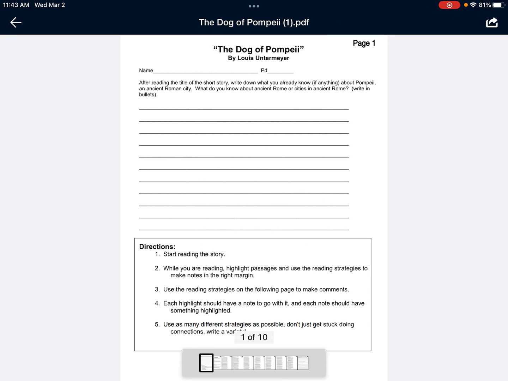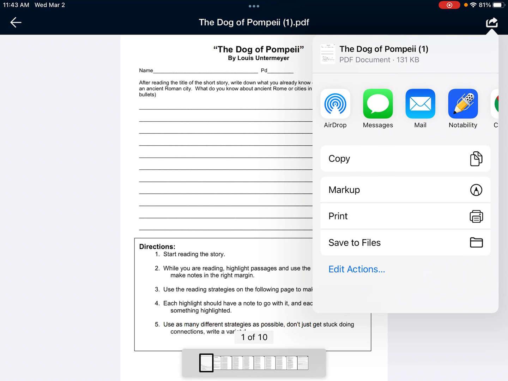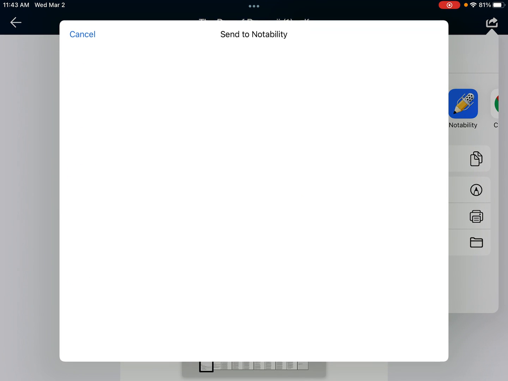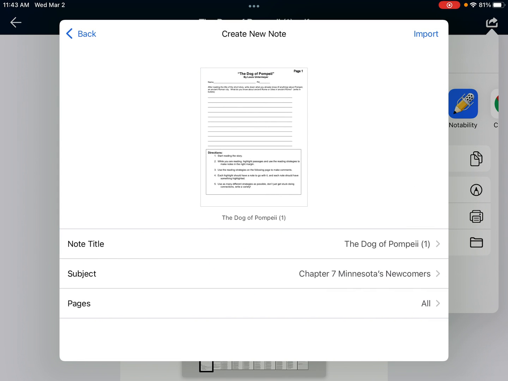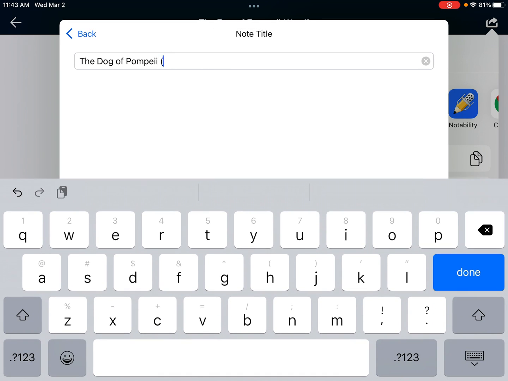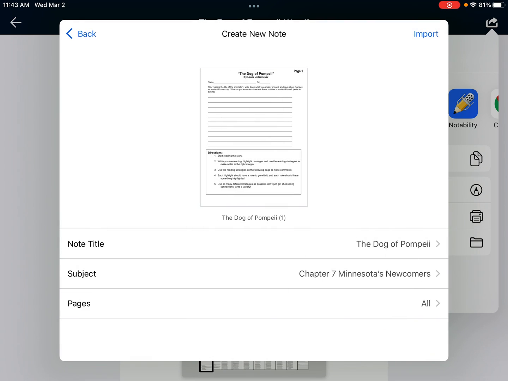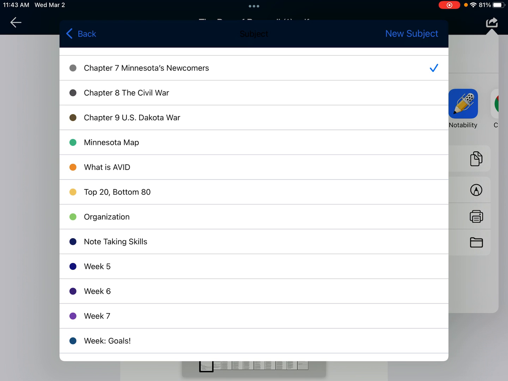So first thing I need you to do, you'll notice that this is 10 pages. We are going to download this to our Notability account. So go ahead, click on this. We're going to create a new note. Dog of Pompeii is just fine for the title. You don't need that one on there, so you can get rid of that. We're going to put this into our A.V.I.D.